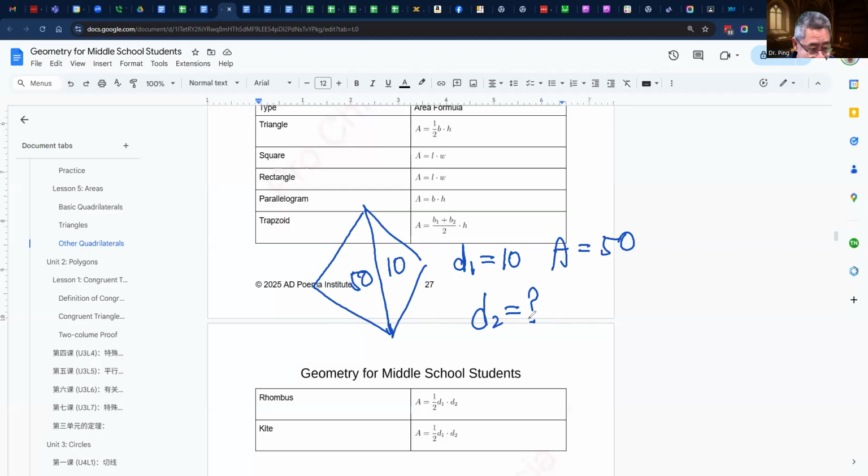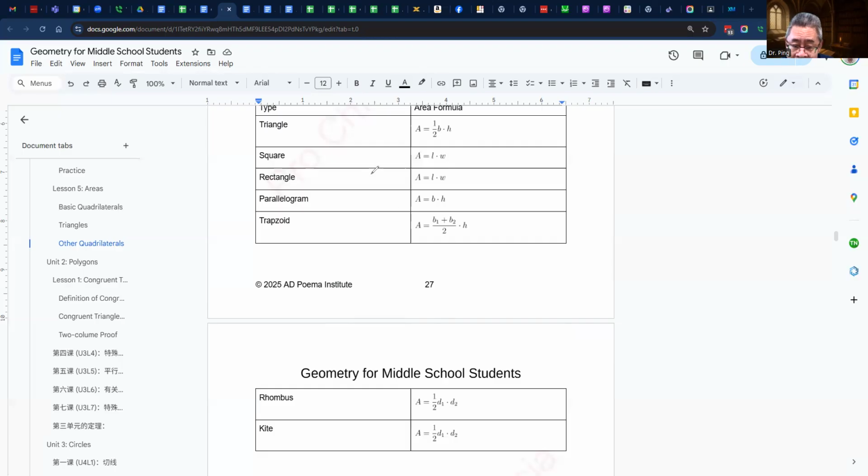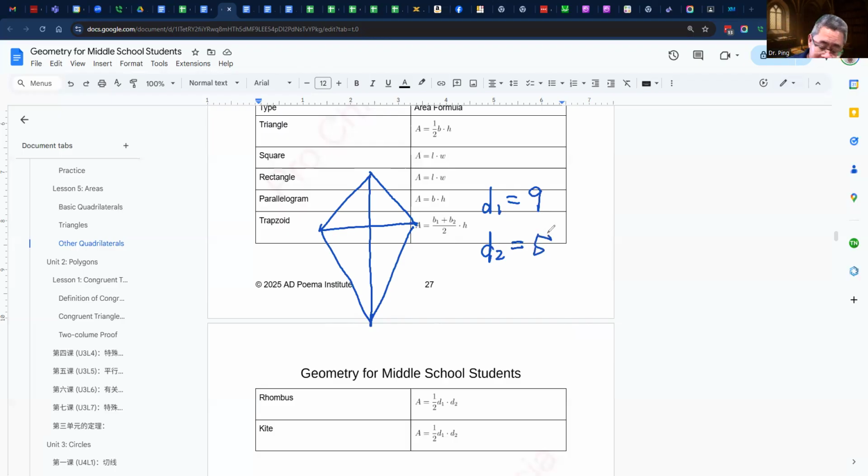Okay, very good. So our last thing is kite. Now the kite is made of two isosceles triangles. One is on the top and one is on the bottom. So in this case, we know one diagonal is 9. The other diagonal is 5. And what's the area?